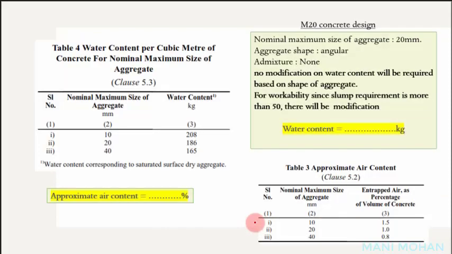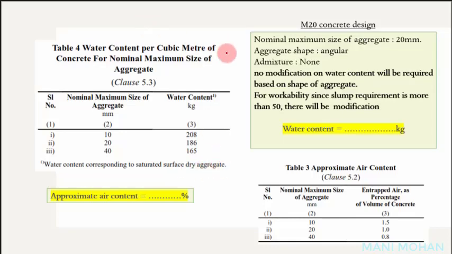So let us see table number 4. Now in table number 4, as can be seen, again I'll repeat, this water content is valid for angular shape aggregate with 50 mm slump. Now here you see, based upon the size of the aggregate, you can get the water content.